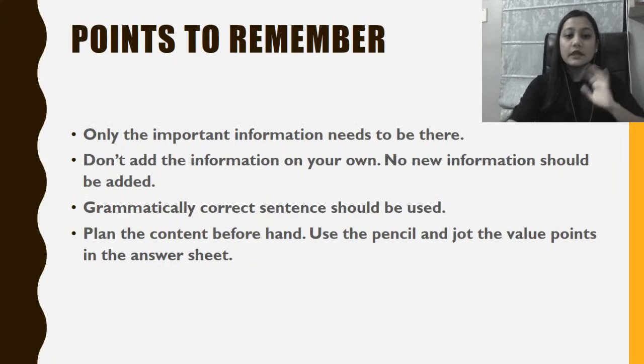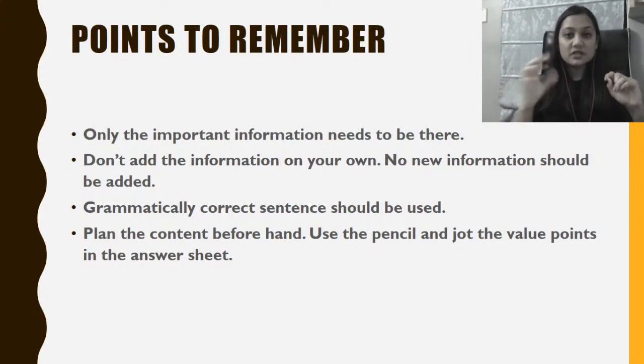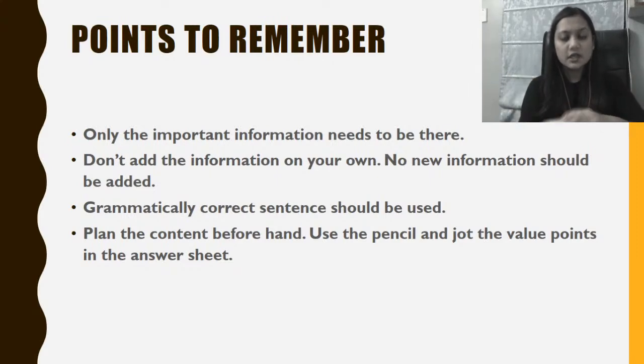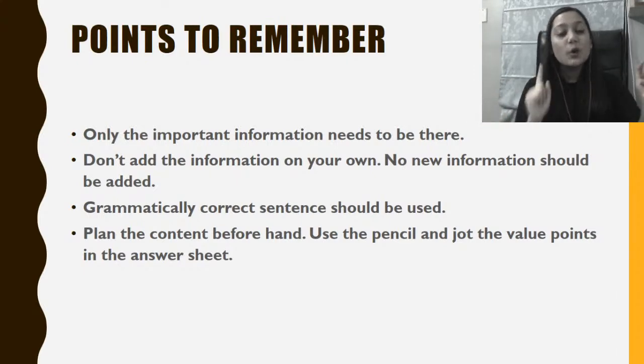Okay. Now, the points which we need to keep in mind while writing up the message: only the important information needs to be there. As I have already told you, avoid writing irrelevant information. Okay? Don't add information on your own. Let's just say it's a telephonic conversation. So whatever conversation took place, just write about it. Don't give irrelevant or extra information. Don't you dare to cook up stories, right? Again, we have got the word limit and we have to stick to it.